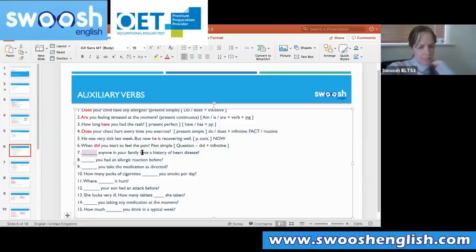What about this one? No, you can't say "has anyone have." Does anyone have? I mean, you could say "has anyone had" as present perfect, but here, does anyone have? I was asking you a question about a fact, right? Present simple. Okay, this one, what's this one? Number 8. Have. Well done. Present perfect.